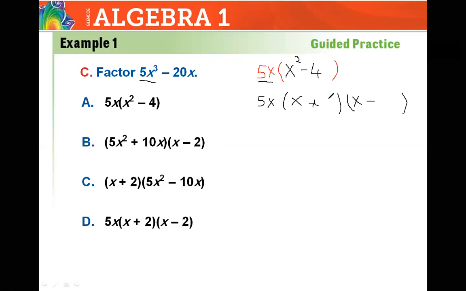So 4 is distributed to be 2 times 2. So here, as you said, the answer is letter D. This is our answer. Please write it down. It's a very important example.